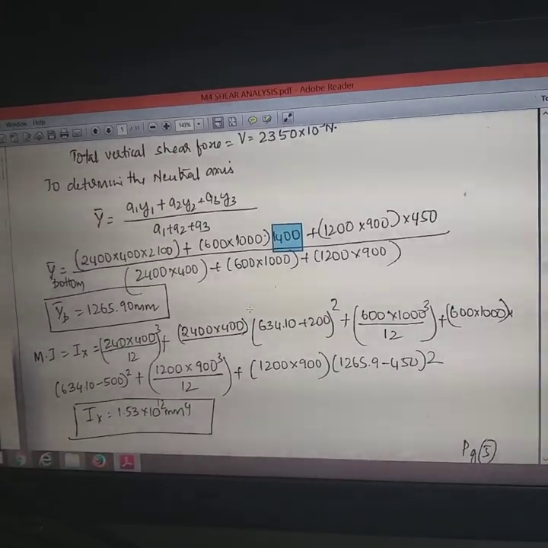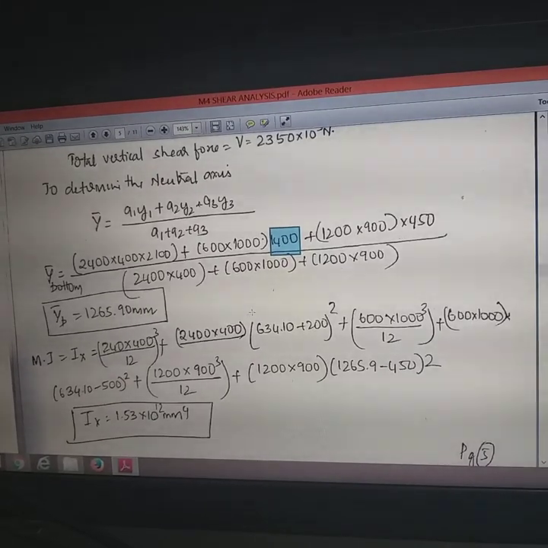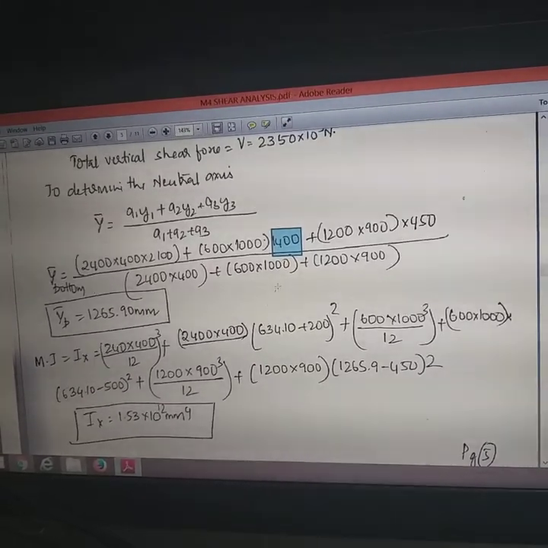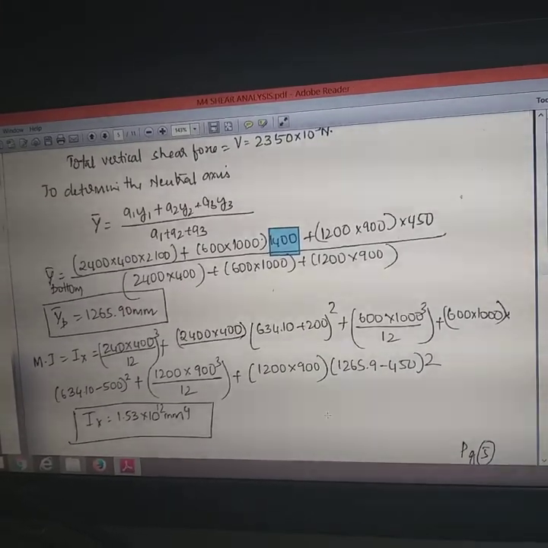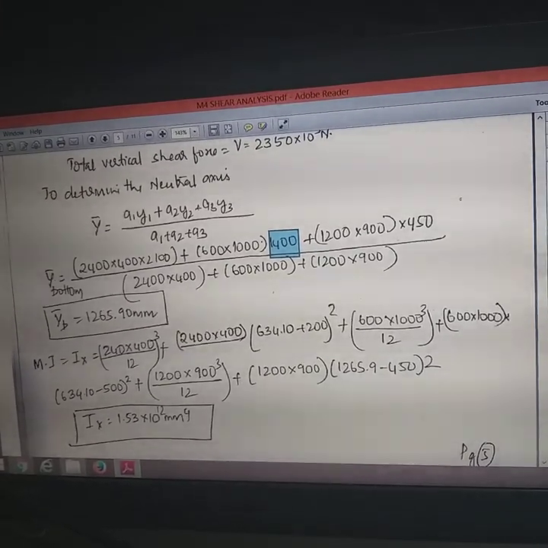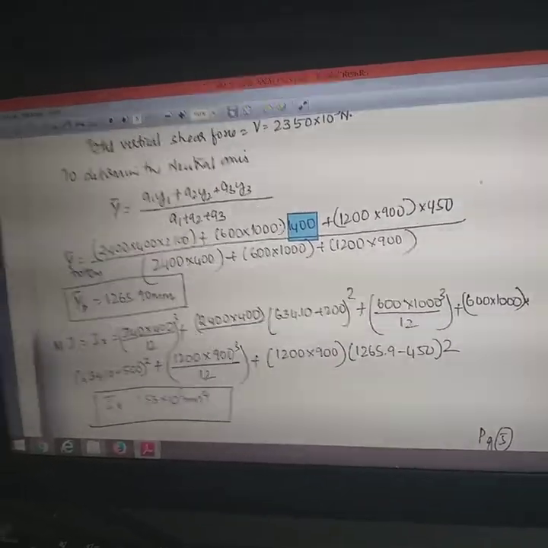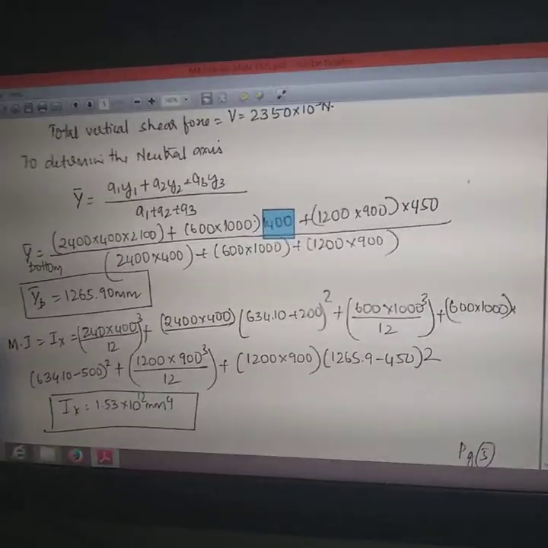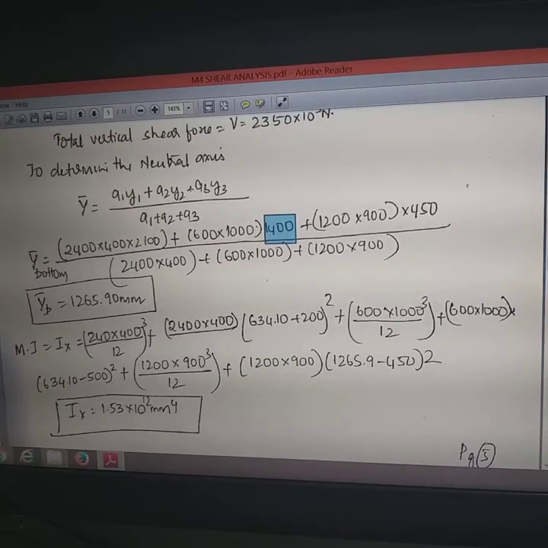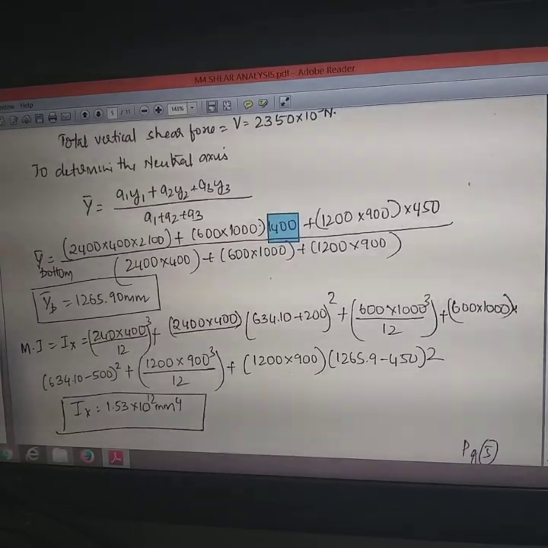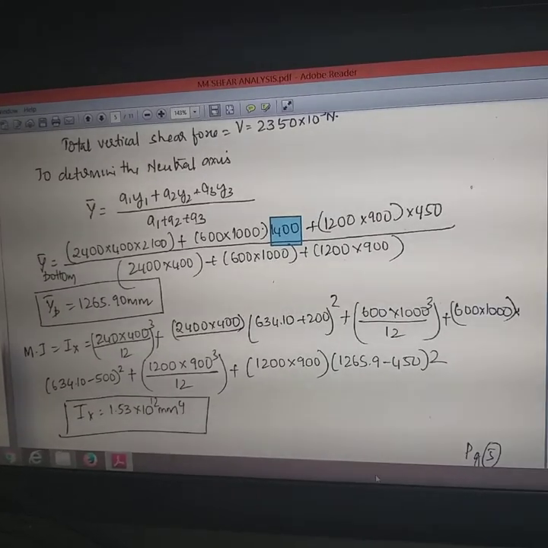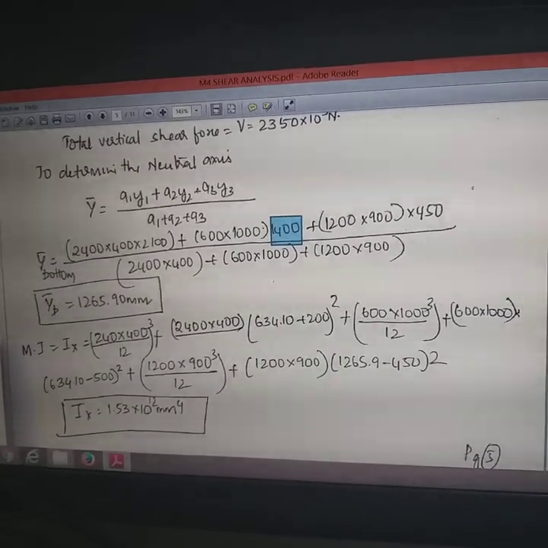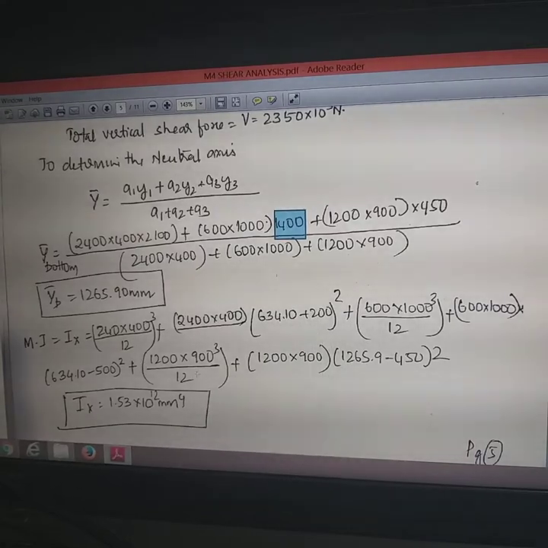Then you have to compute the moment of inertia. It is a built-up section, so you have to use the parallel axis theorem. If it is rectangular, you can directly use the standard formula BD cube by 12, but since it is a built-up I section, you have to use the parallel axis theorem, that is Ixx equals Ig plus A H square. So let us start here.